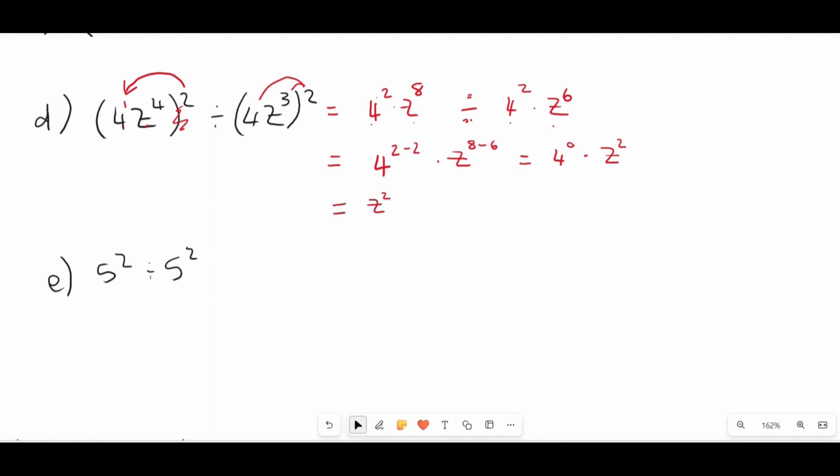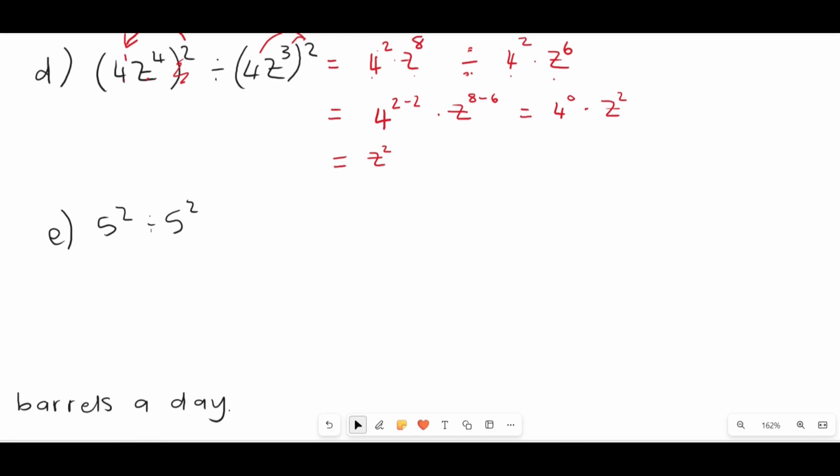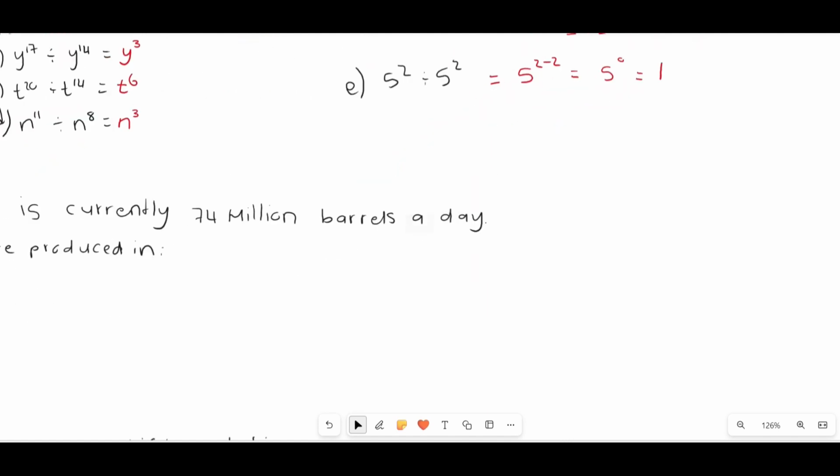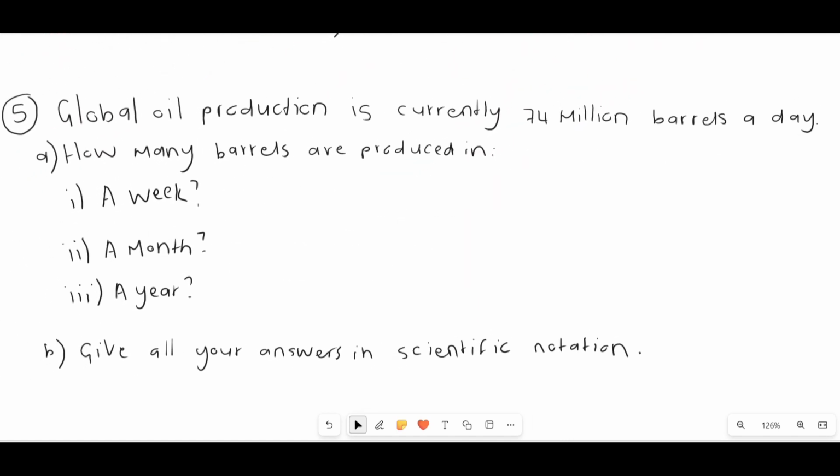Now the next one is very easy. It follows the same concept. We can just say that it's going to become 5 to the power of 2 minus 2, which gives us 5 to the power of 0, which is just 1. There's your answer. Okay, now we can go and move on to this question.